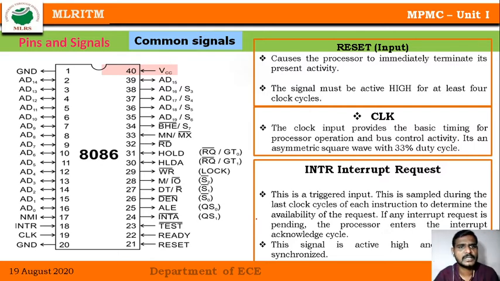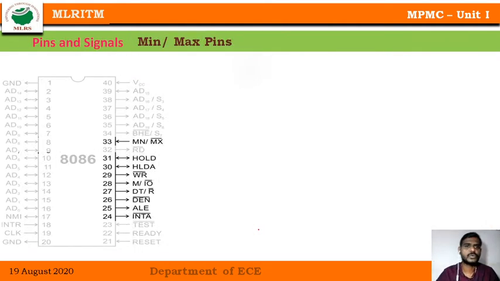Then the other signals, like VCC and ground. The 8086 provides two different ground signals, pin number 1 and pin number 20, and the plus VCC is pin number 40, and it works under a plus 5 volt supply.